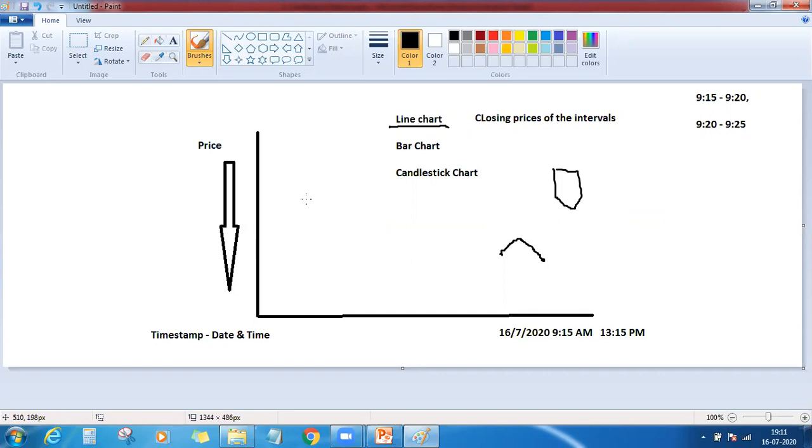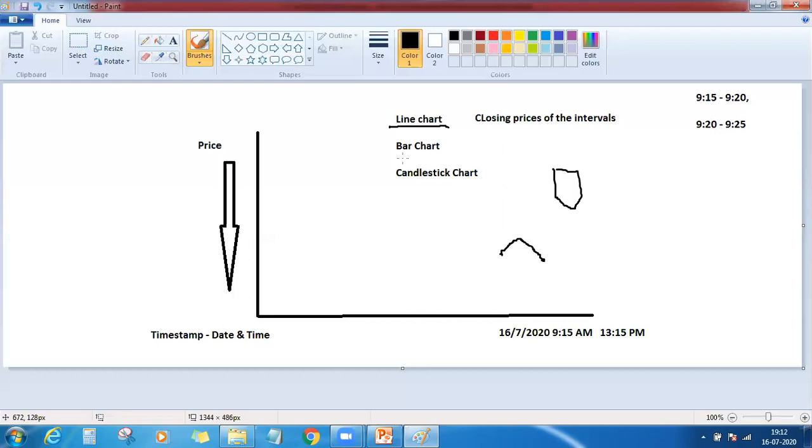That becomes your line chart. But the disadvantage of line chart is that you are missing out the other three components: open price, high price, and low price. As I told you, high and low, both of them are very, very important for day traders, and yes, even for other traders also, they are important. But it forms a major part of the trading plan for a day trader. So he should not miss out those high and low prices.